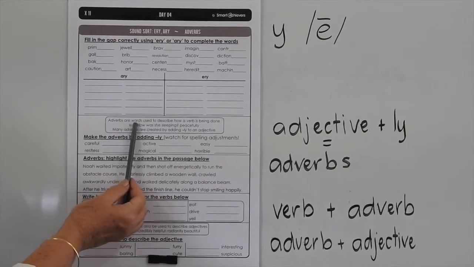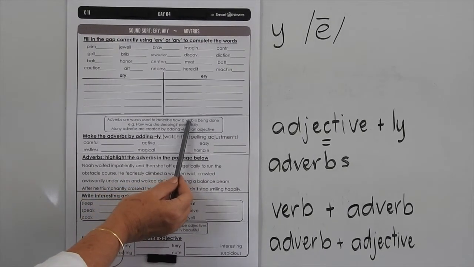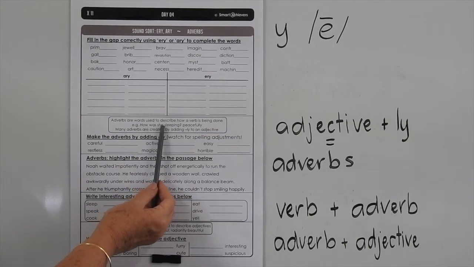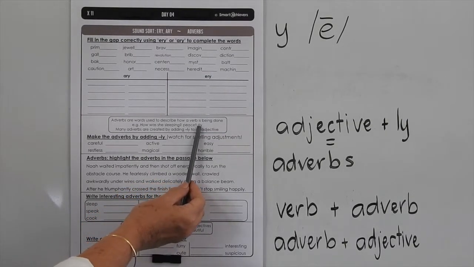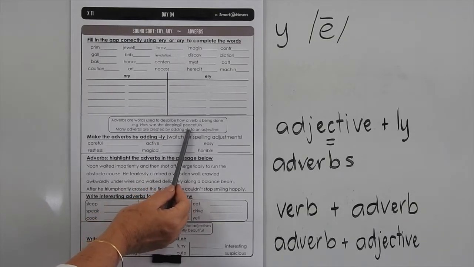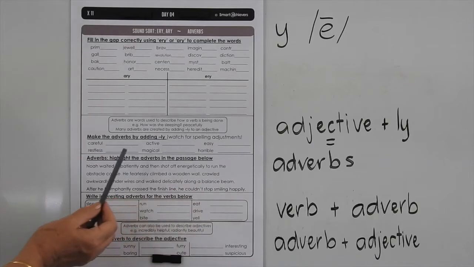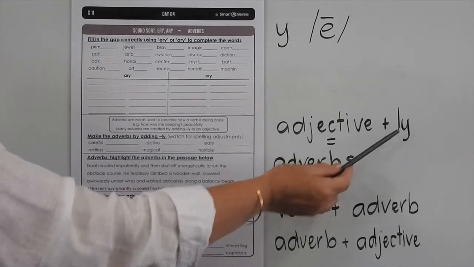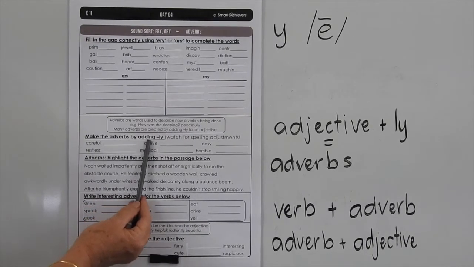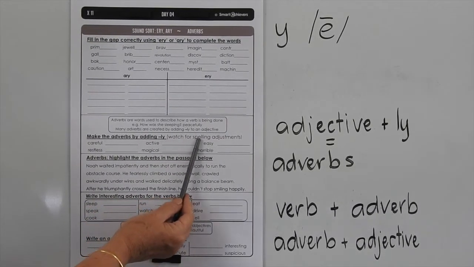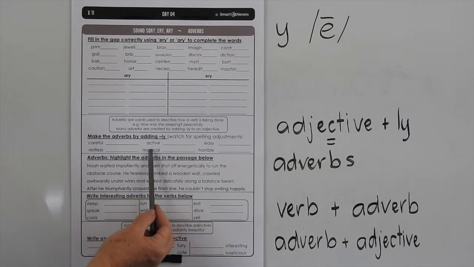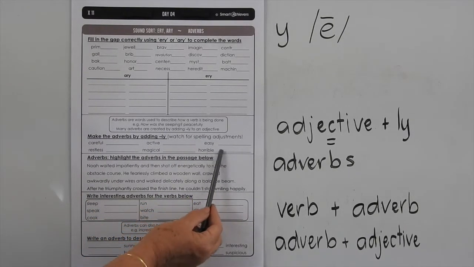Down here, adverbs are words used to describe how a verb is being done. For example, how was she sleeping? Peacefully. Many adverbs are created by adding ly to an adjective. So adjective plus ly equals an adverb. So make the adverbs by adding ly and watch for spelling adjustments. So carefully, restlessly, actively, magically, easily, horribly.